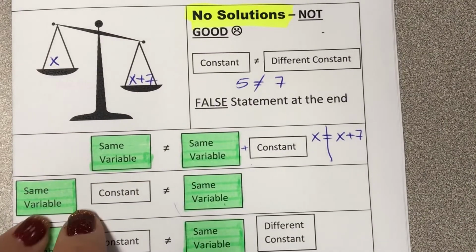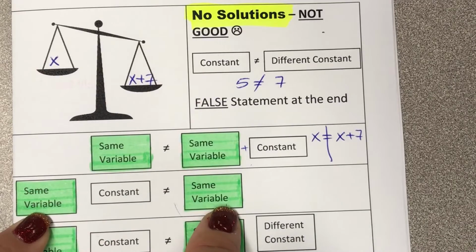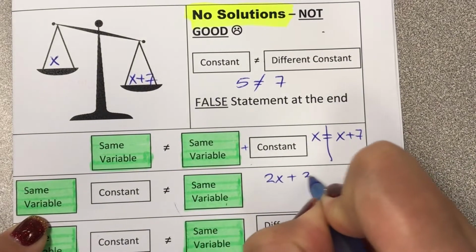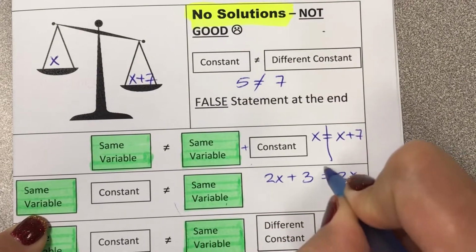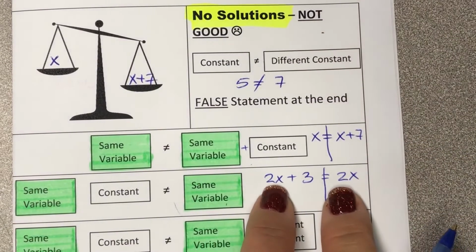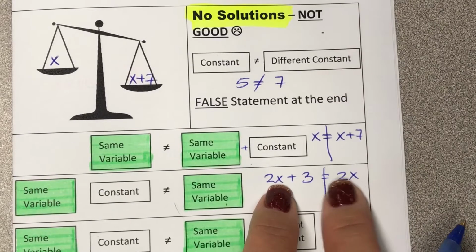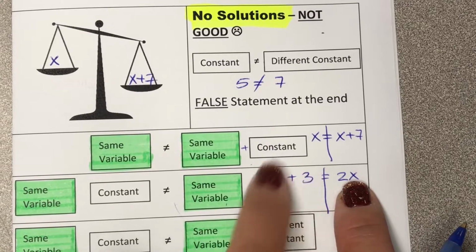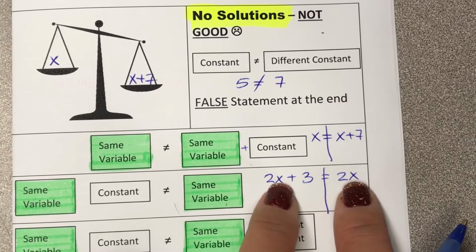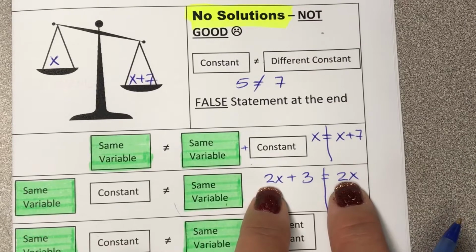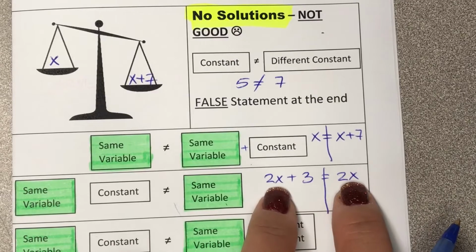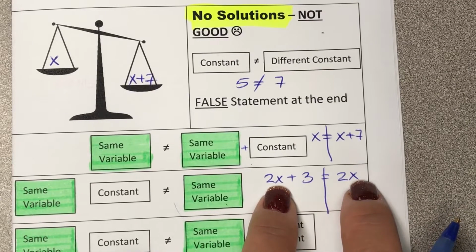So the same variable plus a constant cannot equal the same variable. Let's say I have 2x plus 3 equals 2x. For every number multiplied times 2 on one side, on the other I have now plus 3, so it's 3 more. So this one cannot be balanced because 2x equals 2x for any number, but being on this side 3 more, we can't have a solution of x to make it happen.